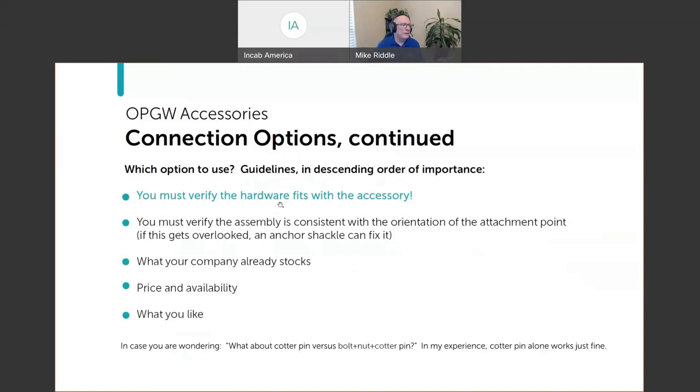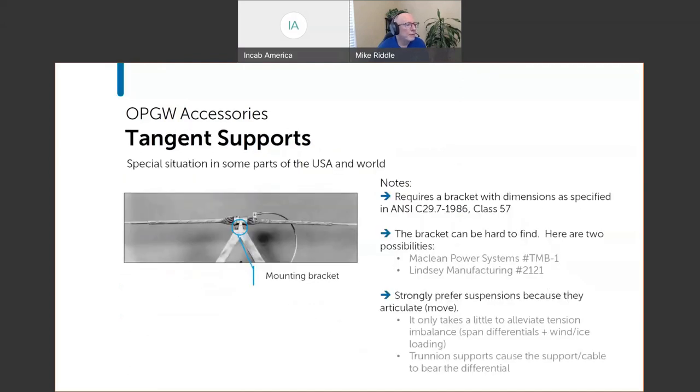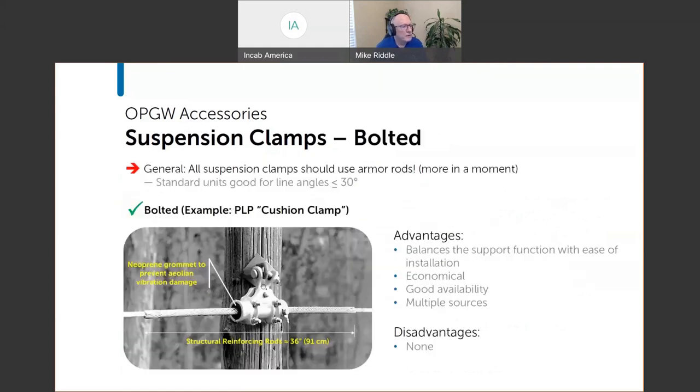For suspension, it seems like a lot of options, but basically what's common is to use a Y clevis I or a Y clevis I 90. Which one you use depends upon the orientation of the attachment point. So that'll become a detail that you have to check. But you have other options. You could use just a plain clevis I, or you could even just use an anchor shackle, or if one anchor shackle isn't in the right plane, you can add another, use two anchor shackles.